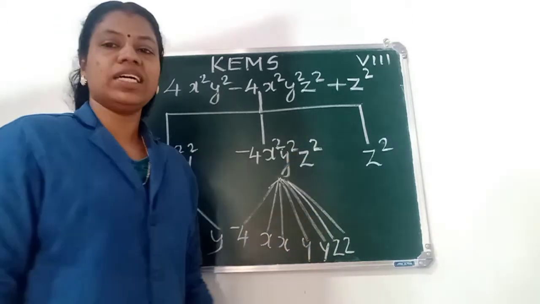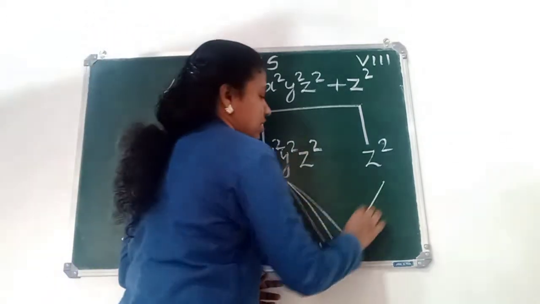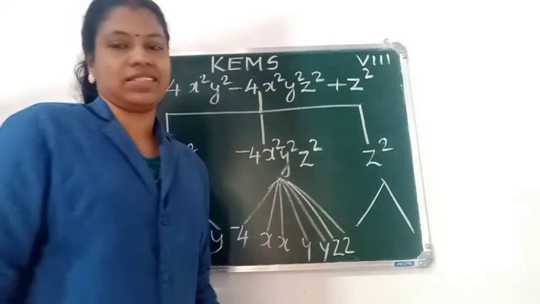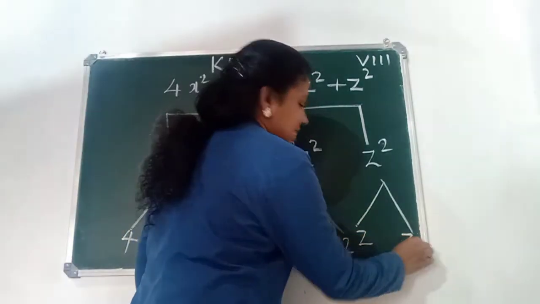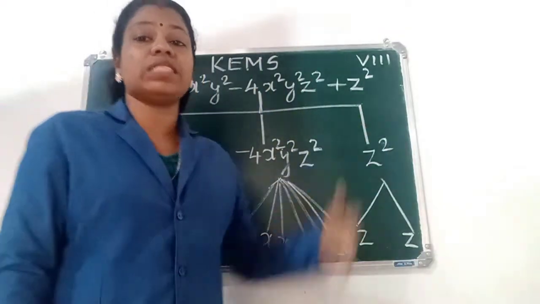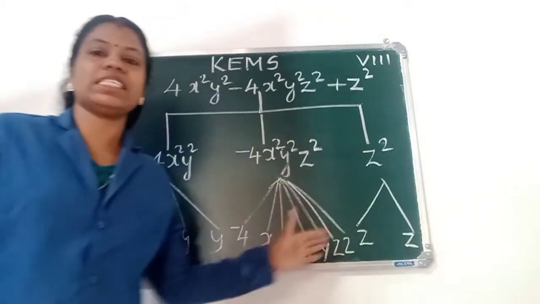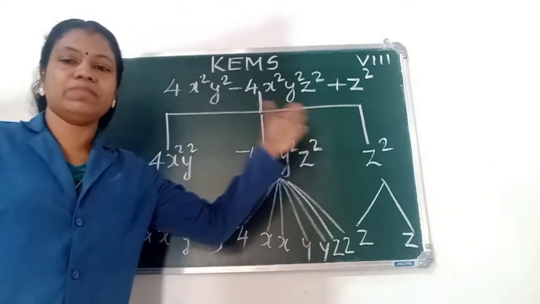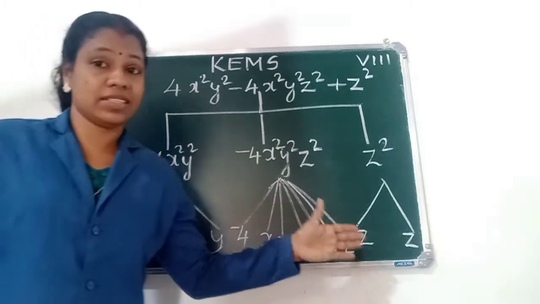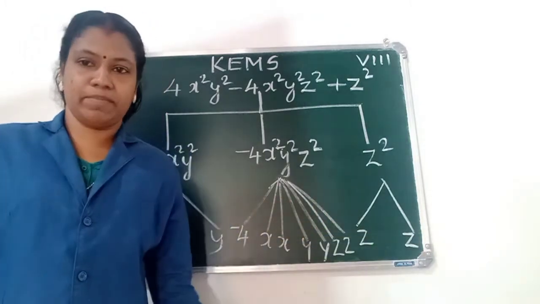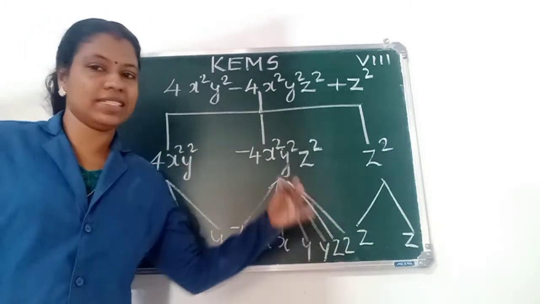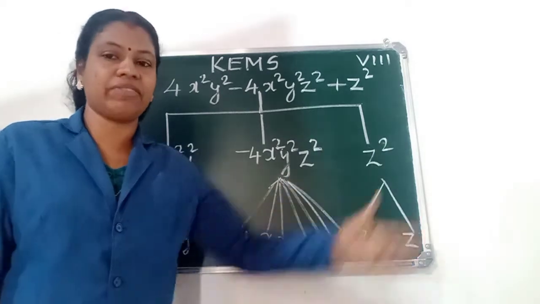Now third term has only 2 factors, so we need to draw 2 lines. The z, z are the 2 factors of z square. So this way of representing terms and factors is known as tree diagram method. Now it's clear? Is it easy to represent the terms and factors?